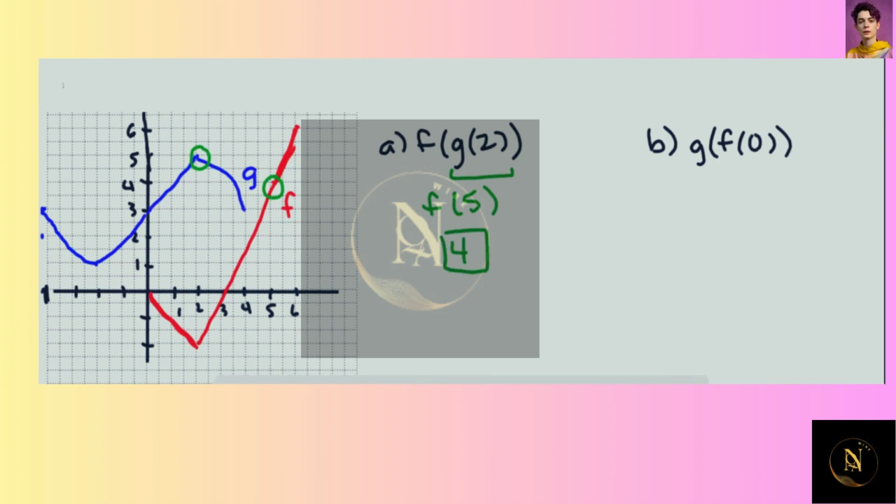Now we do something like that for part B. We start by finding f of 0. So we find x equals 0, and we see where that matches the f graph, and that's at a height of 0. f of 0 is 0. We substitute that in. Now we're finding g of 0, and so we go over to x equals 0 and go up to where that meets the g graph, and that's at a height of 3.